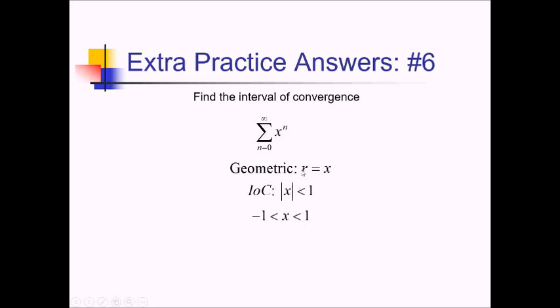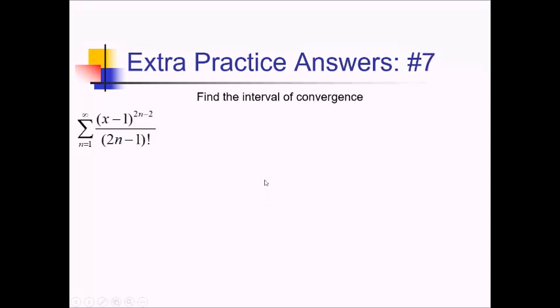Since this is a geometric series, that means that we are guaranteed that the endpoints are not part of the interval of convergence, so I don't even need to test out -1 and 1. I am just done. To find the interval of convergence on this problem, which is not a geometric series, I'm going to have to use the ratio test.